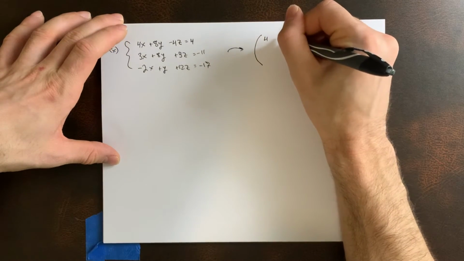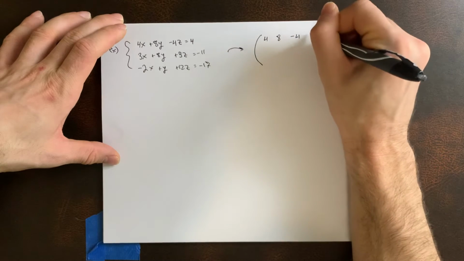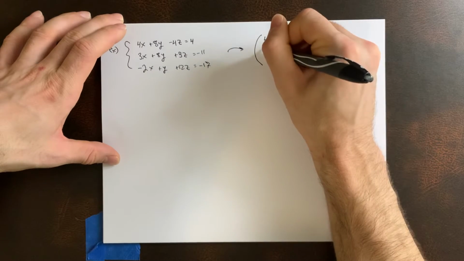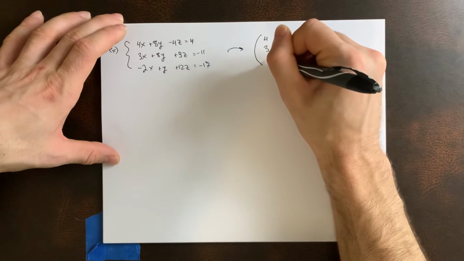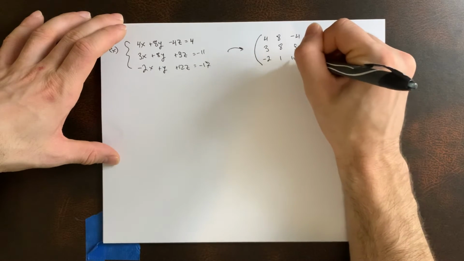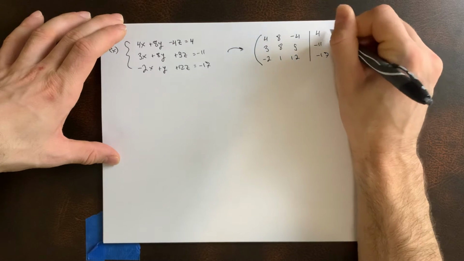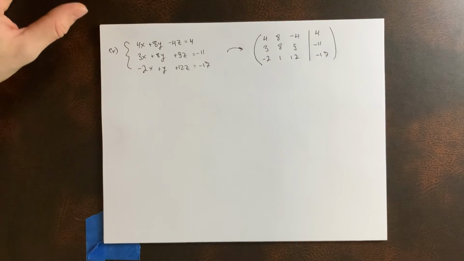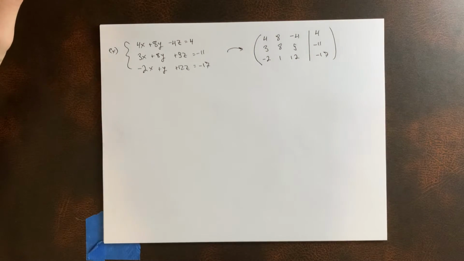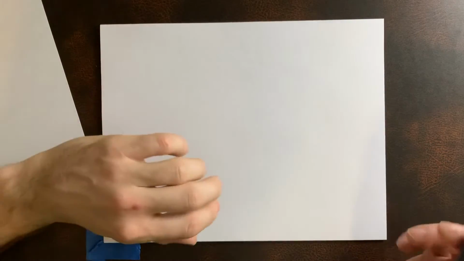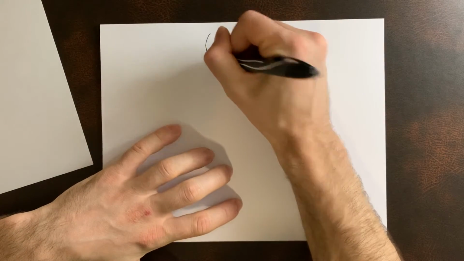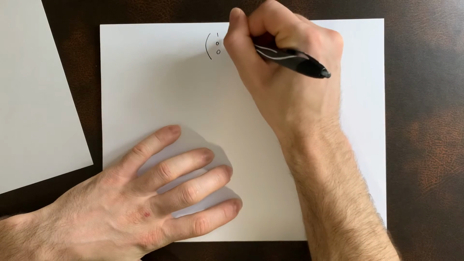So we have 4, 8, minus 4, 4, 3, 8, 5, minus 11, 2, 1, 12, minus 17. Okay, so let's write this on a different page, and we'll come back to this. Our goal is that when we have our matrix, we want the matrix to eventually look something like this.